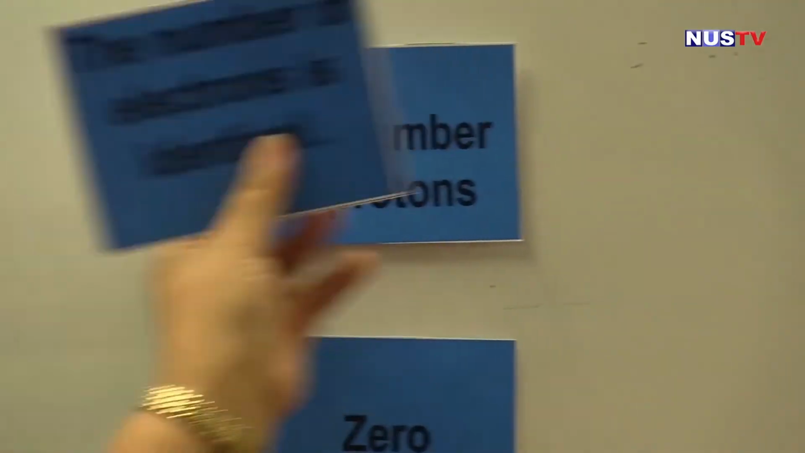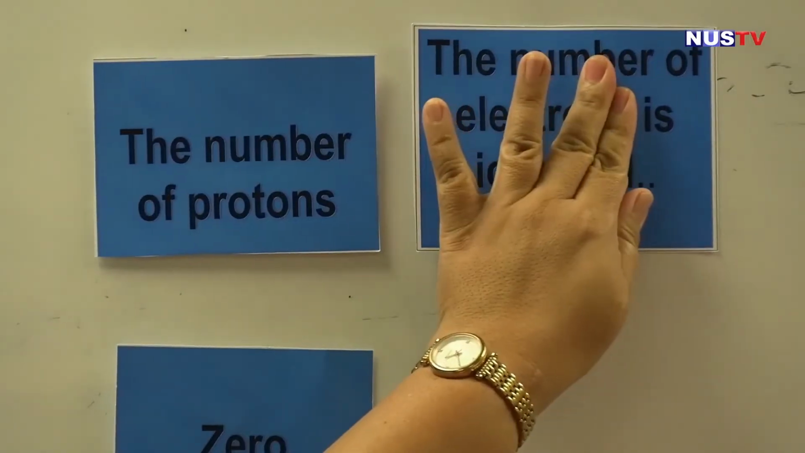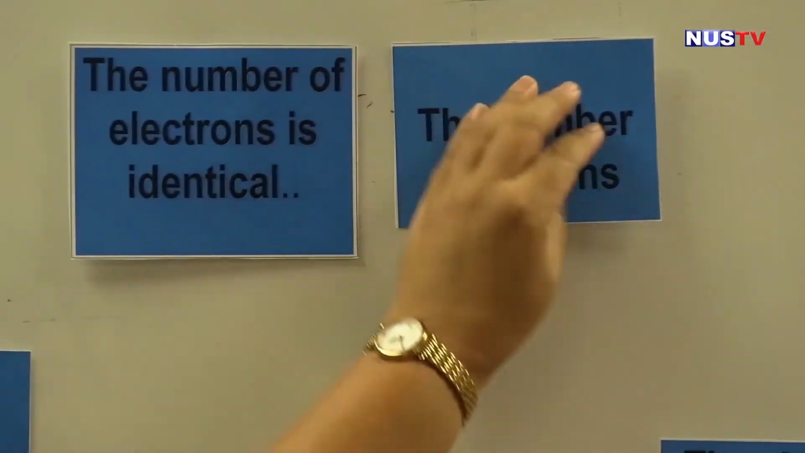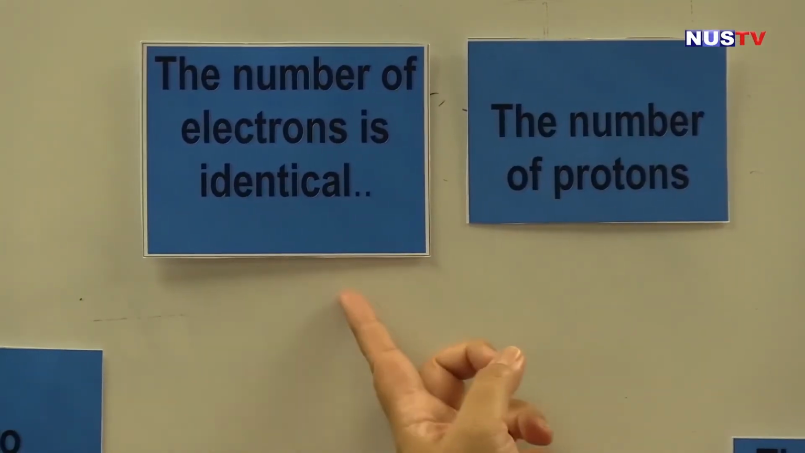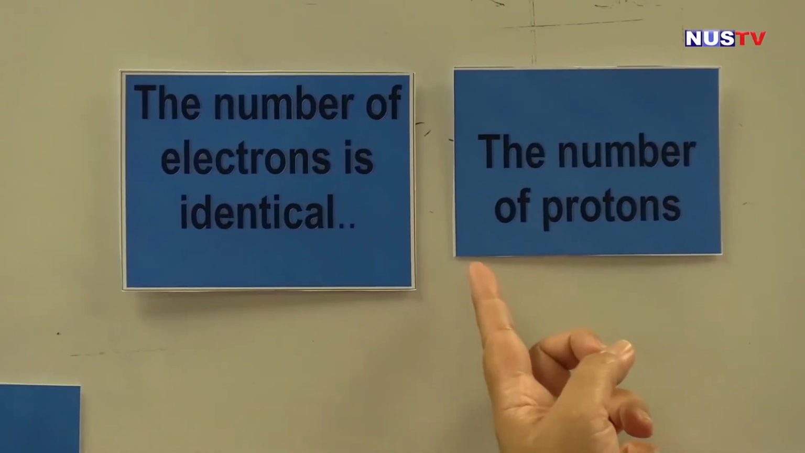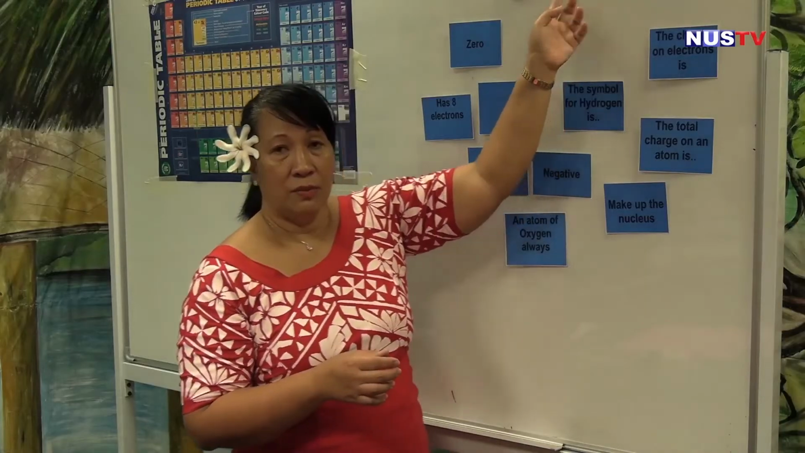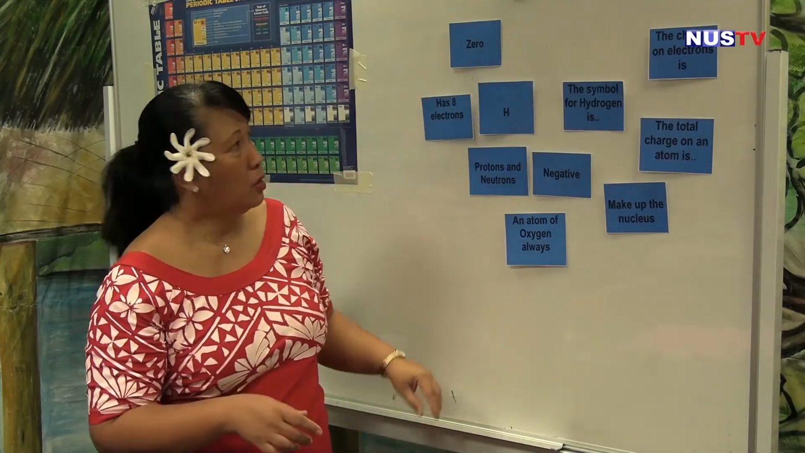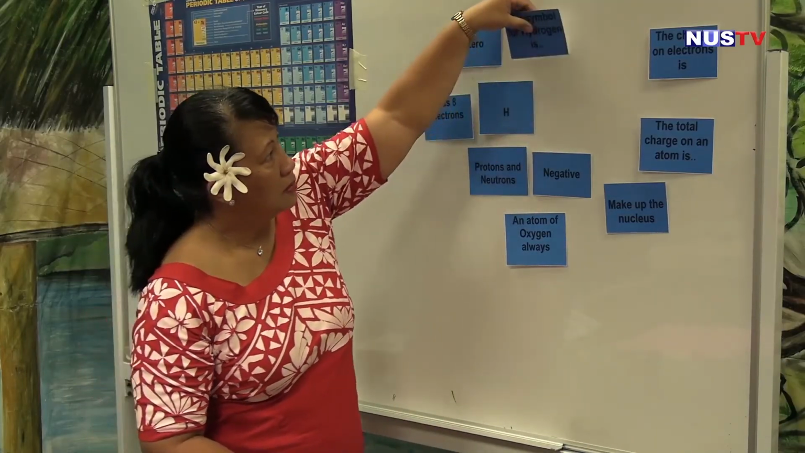Or you can say the number of electrons is identical to the number of protons. Right? Number of electrons is identical to the number of protons. Remember that from our study in lesson 1 on the periodic table and the atomic structure? Let's have a look at the second sentence.